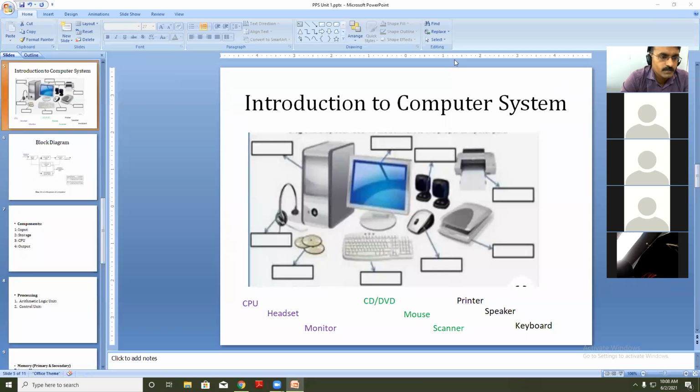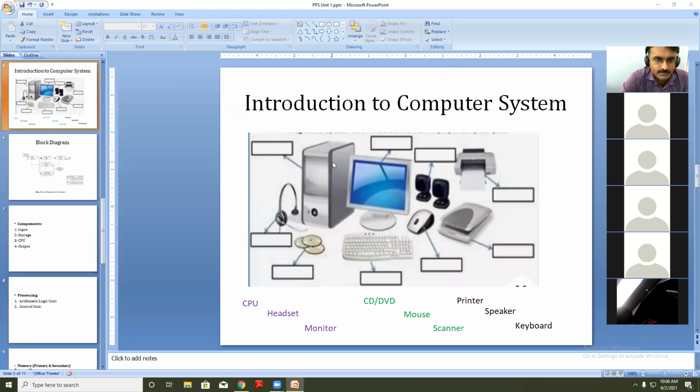Okay, are you ready for this? Yes, sir. Good. Now tell me, what is the name of this box? CPU. Okay, good. Can you tell me the full form of CPU? I have attached it here as CPU. Yes, Central Processing Unit. Good.